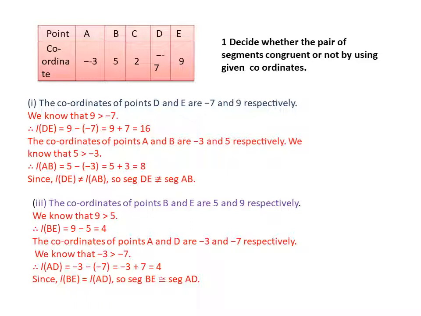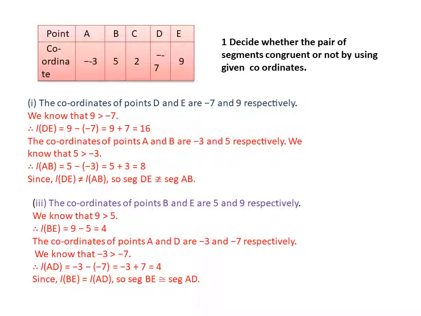Point A coordinate is -3, B is 5, C is 2, D is -7 and E is 9. When you are getting this, what will you understand from that? Here they are telling us the coordinates of points D and E are -7 and 9 respectively. We want to find the length of segment DE.